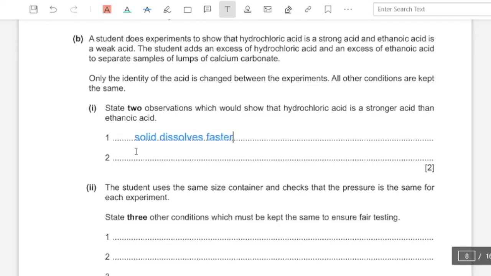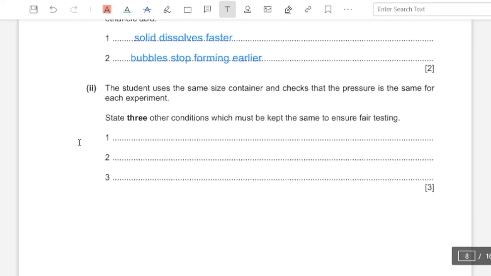and the bubbles stop forming quicker as well, since the reaction gets completed well before the other one. So fizzing stops earlier. Since the reaction gets completed faster, the bubble formation also stops earlier.